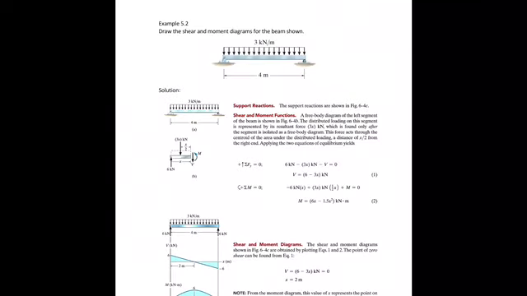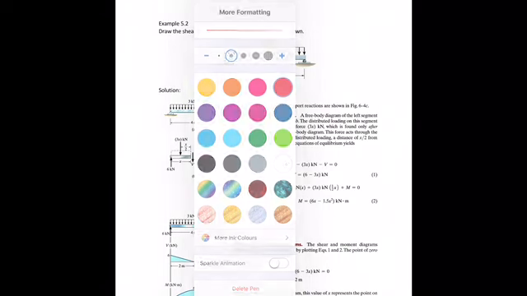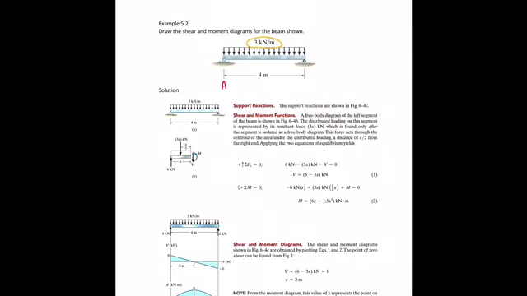Okay, take a look at example 5.2. The question asks you to draw the shear and moment diagrams for the beam shown. So this is point A, this is point B. A is a pin, so for a pin you have two support reactions, in Y and X direction. For B, you have the roller support, then you only have one support reaction.